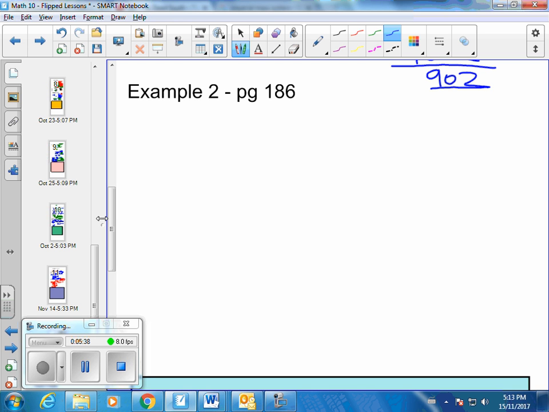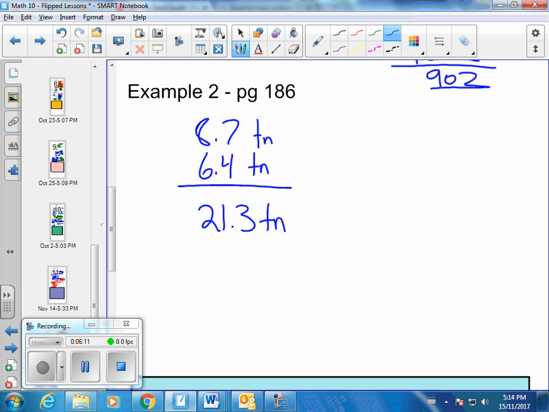Oh, they worded this kind of funny. So the truck is 8.7 tons. Oh, I think it's no S there, sorry. 8.7 tons. The trailer is 6.4 tons. And what they know is the total, or the gross weight, so total weight of the truck, is actually 21.3 tons after it's loaded.